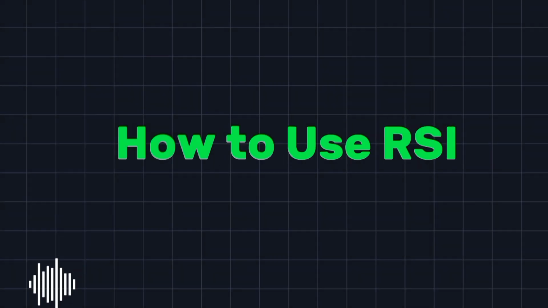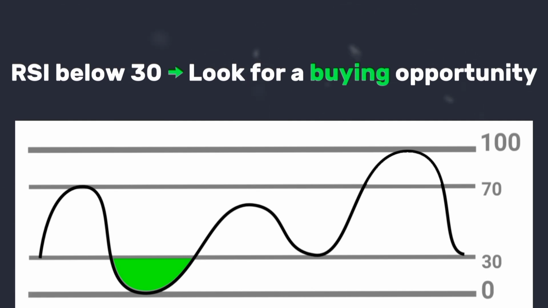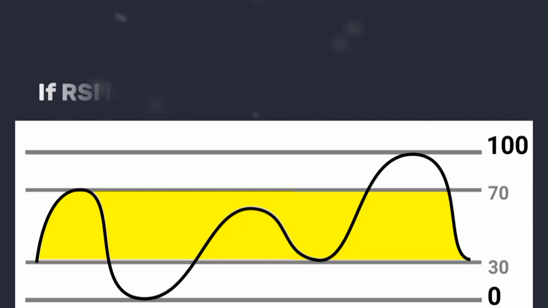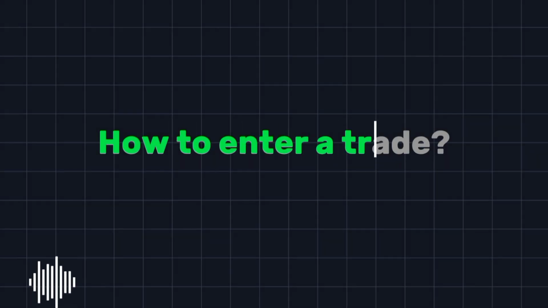How to use RSI? RSI above 70, look for a selling opportunity. RSI below 30, look for a buying opportunity. If RSI is between 30 and 70, avoid trading. How to enter a trade?